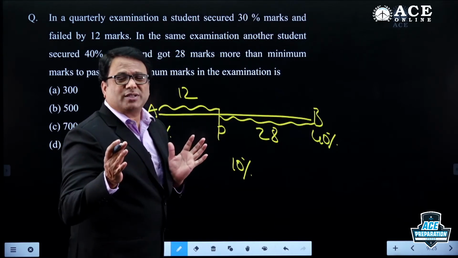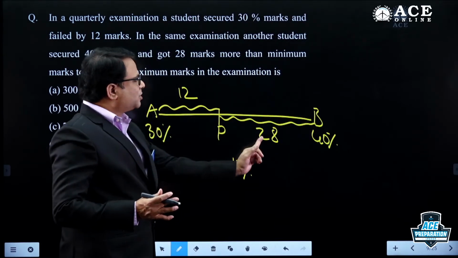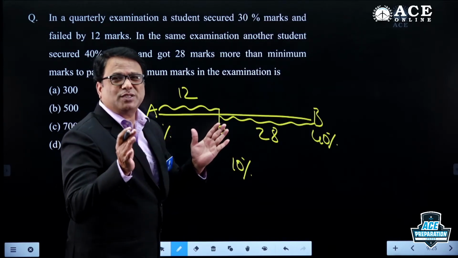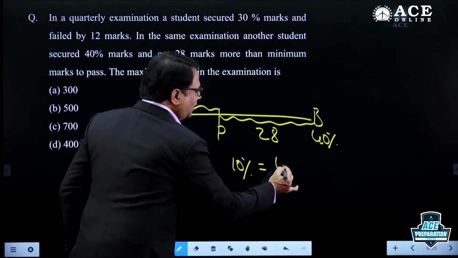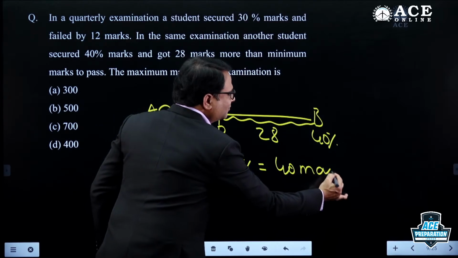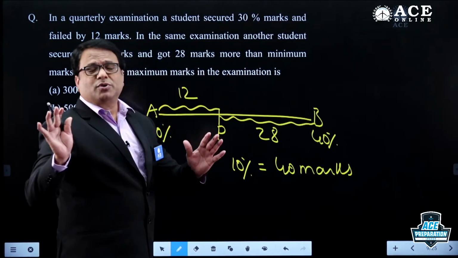So totally what is the difference? The difference is 12 plus 28. The difference between A and B is 40. So 10% is equal to 40 marks. This is what we observe.